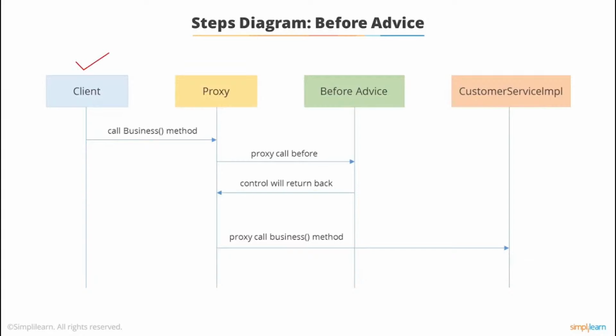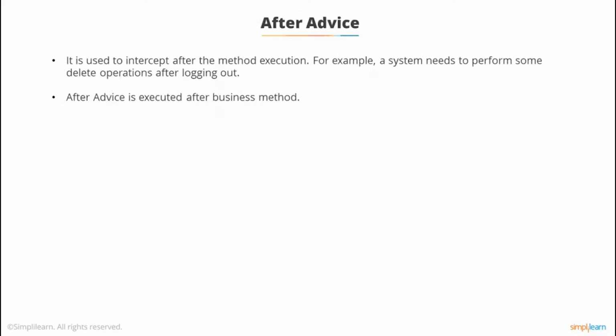So we have the client which calls the business method on the proxy, which is the interceptor. The proxy will call the before advice method. Control will return back to the proxy. The proxy will then go ahead and call the actual business method. So if you want to perform some action before your business method is called, you can write that code in the before advice function.